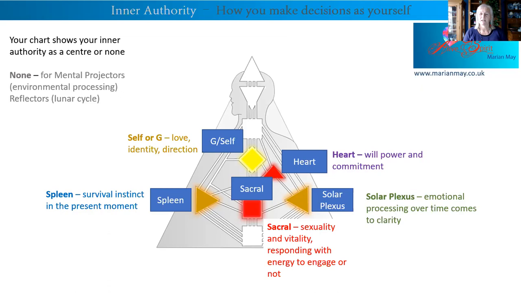Then there's the heart center. This is the center for willpower and commitment. This is the ability to feel that powerful sense of will inside that says, I will do this. I will commit to this, as a way of making a decision. And then we have the G, or the self center, the yellow diamond. This has the themes of love, identity, and direction. So it's about knowing yourself, knowing your direction, and having an innate sense of love inside. And that's how decisions are made, feeling where the pull is in that sense of direction. So it's a bit like a GPS, a navigation system.